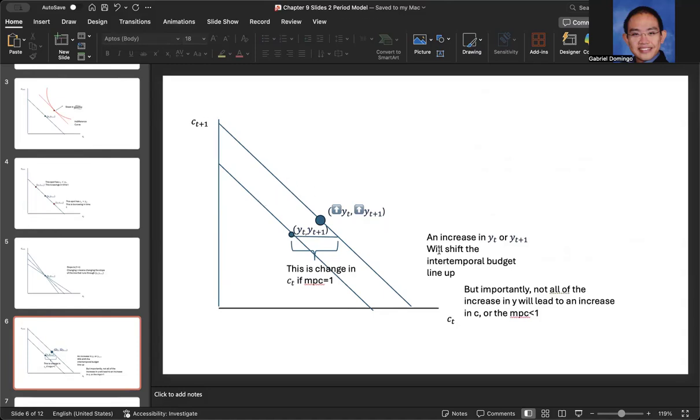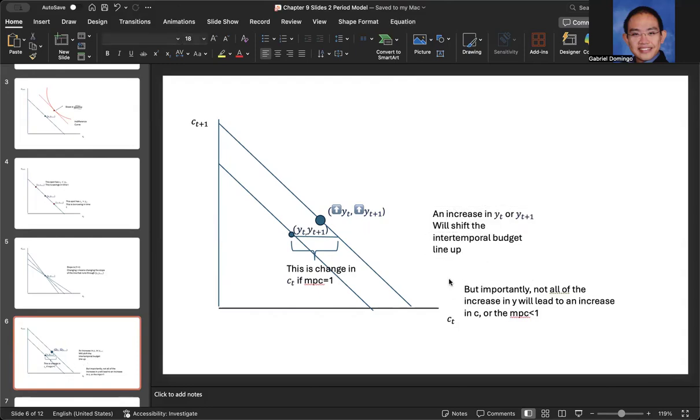Okay. So that's the first idea. An increase in Y_t or Y_{t+1} will shift the intertemporal budget line up or to the right. But most importantly, not all of the increase in Y will lead to an increase in C, or the MPC will be less than 1. So that's an important idea: as long as you are free to choose along the intertemporal budget line, if you shift your intertemporal budget line to the right, your consumption bundle will not change entirely by the increase in income. Yeah. Okay.